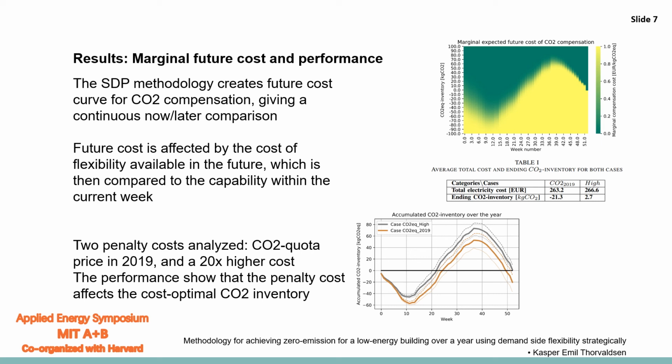As shown in the table in the middle, you can see that the ending CO2 inventory is expected to be 2.7 kilograms CO2. So based on the penalty cost at the end, you could achieve a zero emission, but for this 2019 case, it is not cost optimal to utilize expensive flexibility to achieve this. It's better to just pay the penalty cost at the end of the year. So this shows how the methodology based on the penalty cost can find a cost optimal way to achieve the zero emission goal, either by utilizing flexibility or by paying the penalty cost you have specified.